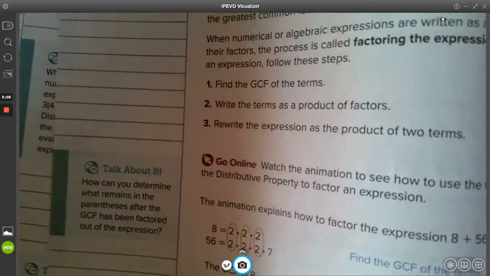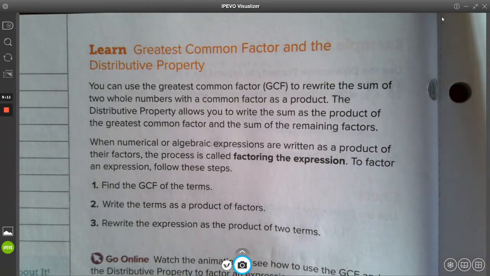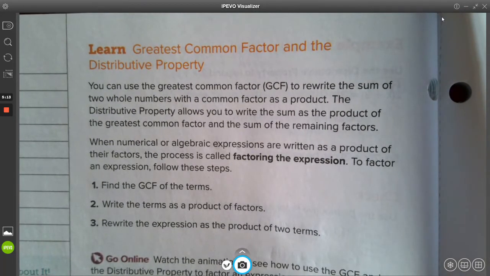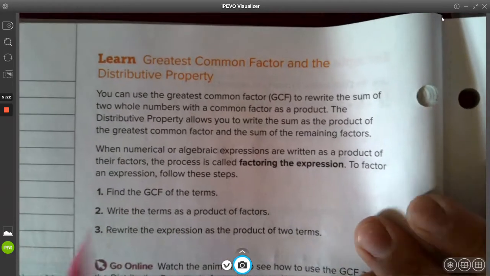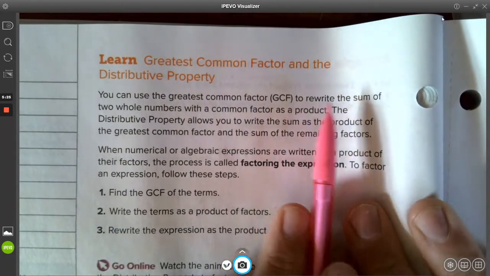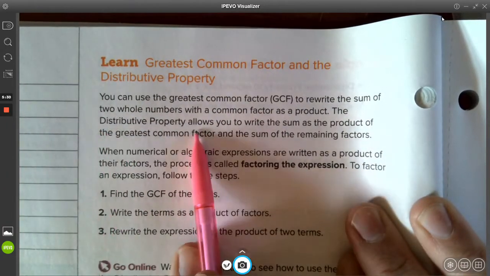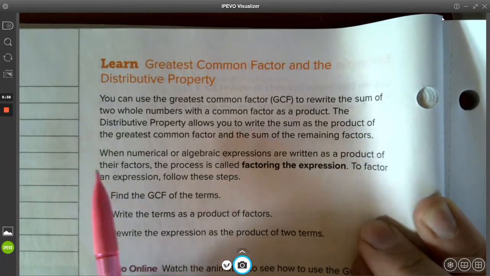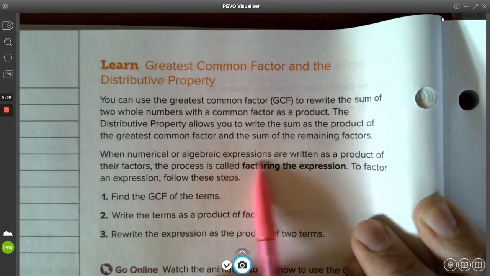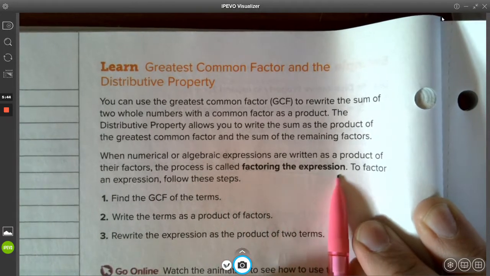So let's talk about greatest common factor and the distributive property. The same way that we were able to condense our problem using the distributive property, we can then take out common factors. So we can use the greatest common factor to rewrite the sum of two whole numbers with a common factor as a product. The distributive property allows you to write the sum as the product of the greatest common factor and the sum of the remaining factors. When numerical or algebraic expressions are written as a product of their factors, the process is called factoring the expression.